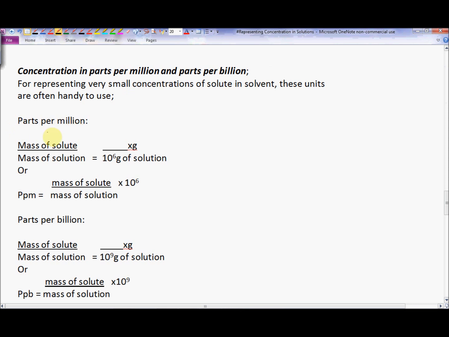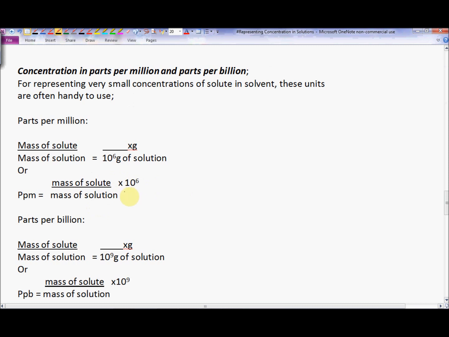To calculate parts per million, we're basically taking the mass for every 10 to the 6, for every million grams of solution. So the number of grams of solute for every million grams of solution. Okay, so the easiest way to get parts per million is taking the percent mass, the mass of solute divided by the mass of the solution, and multiplying that by 10 to the 6.